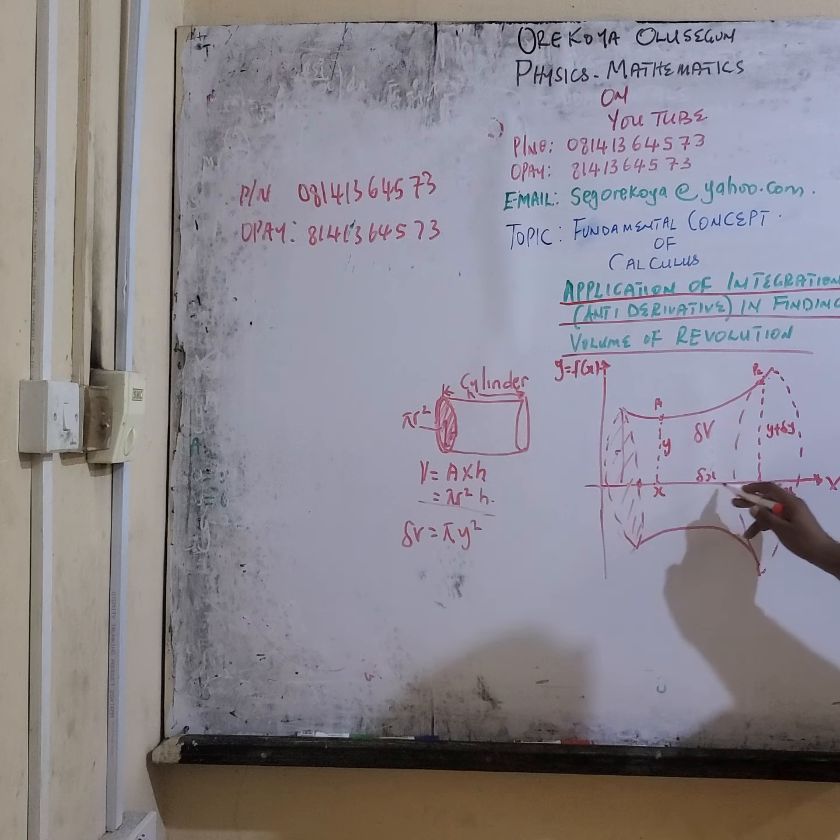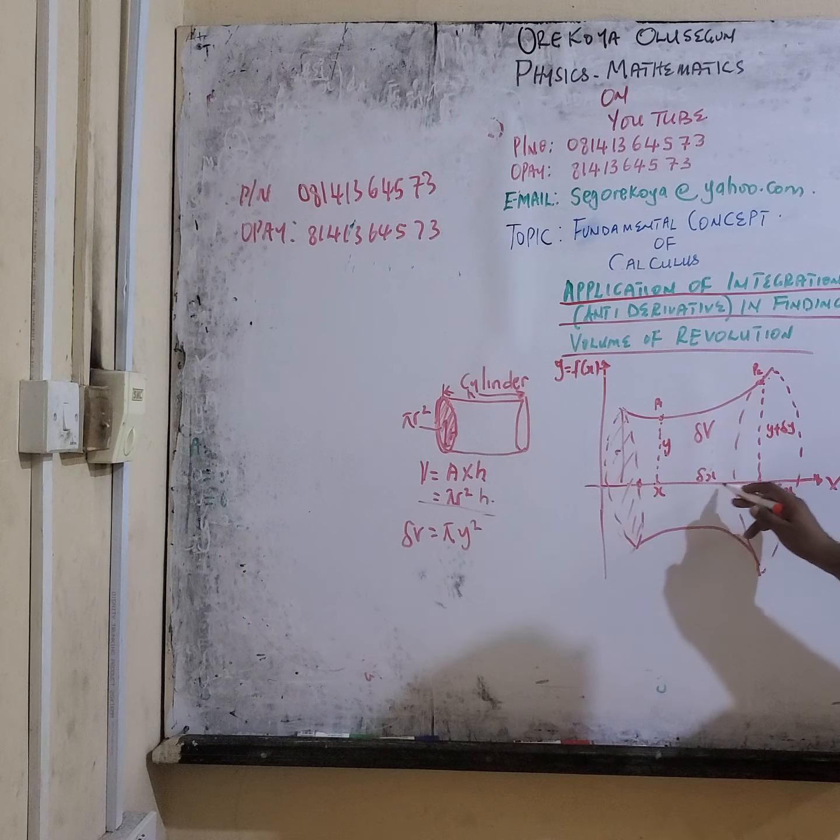Now the limit of this volume as delta x tends to 0 is equal to dv. We say it as the limit of pi y squared delta x as delta x tends to 0, and this yields pi y squared dx. So this v I have here is now equal to pi y squared dx. Let me rewrite this here: dv is equal to pi y squared dx.